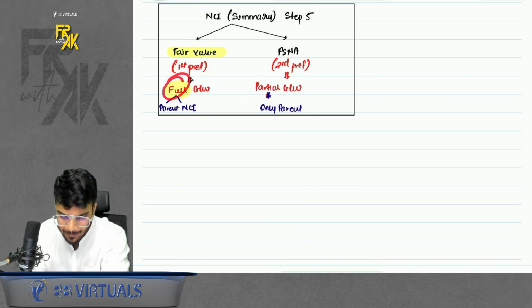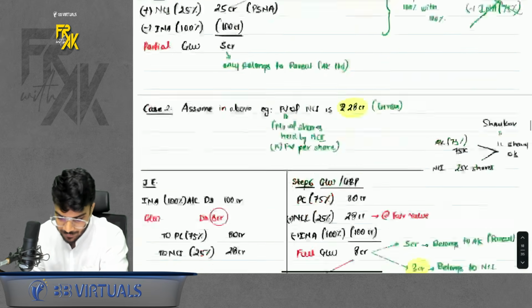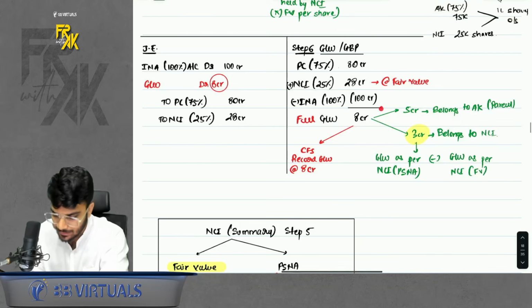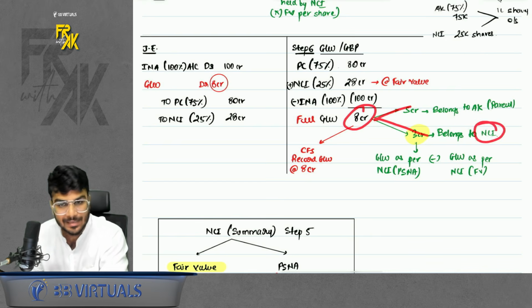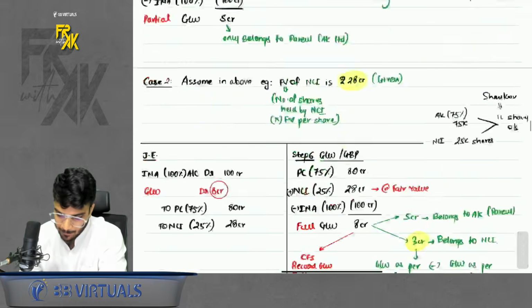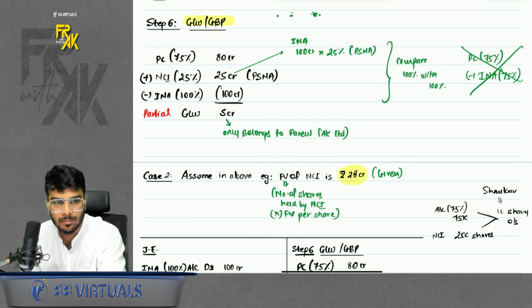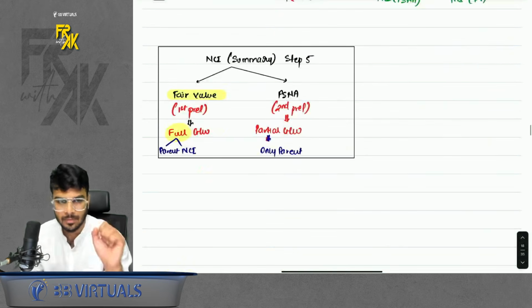Sir, why full goodwill and partial? See, remember we did one example where as soon as we took the fair value of NCI, our goodwill increased. That means goodwill is increasing because of the increase in NCI. That is why goodwill belongs somewhat to the parent, somewhat to NCI. That is full goodwill. But when you took NCI at PSNA, goodwill did not increase. It stayed at the original amount. So it was partial goodwill, only belonging to the parent. Do remember, this was step number 5.